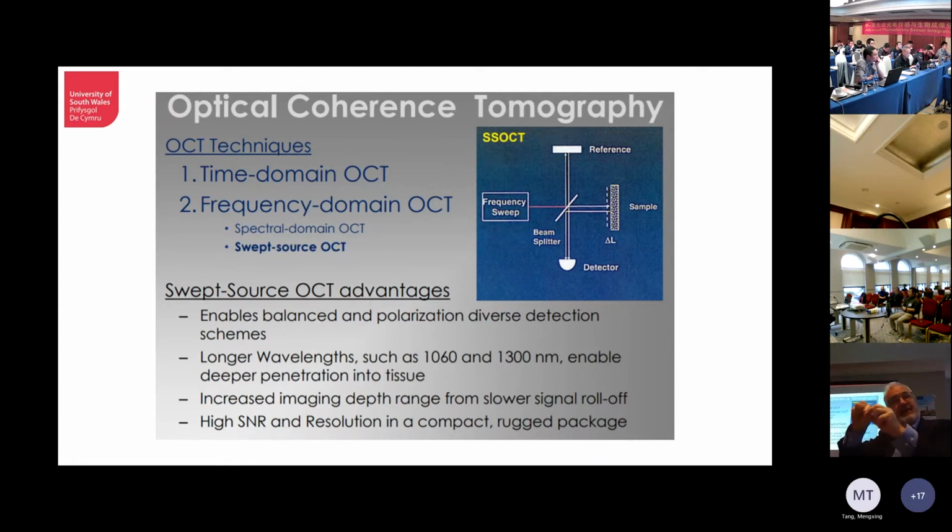By doing that, you can reconstruct the various layers within the tissue, which correspond to going from continuous cells to fat cells and so on. You can see the layers coming through on the OCT. Clearly, scanning a mirror is problematic. It takes time. So what people developed over the years was to use a frequency swept laser.